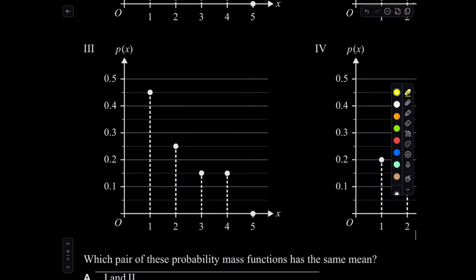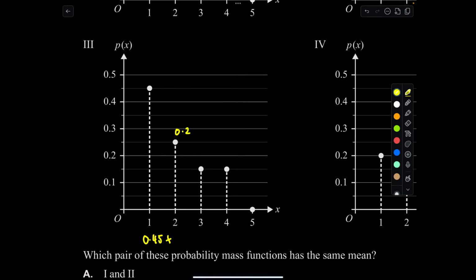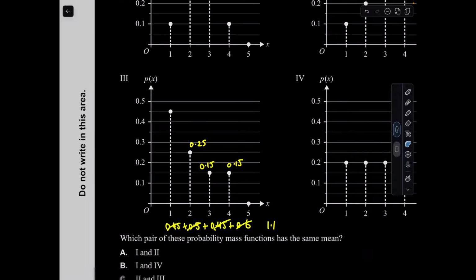Next one, this one here. 1 times 0.45 is 0.45. Yuck. 2 times 0.25 is 0.5. Plus 3 times 0.15, that'll be 0.45. Plus 4 times 0.15 is 0.6. So add those up, that's 1.1 if I'm not mistaken. Yep. And then that's 0.9. 0.9 plus that, it's 2. So the mean for this one is 2.